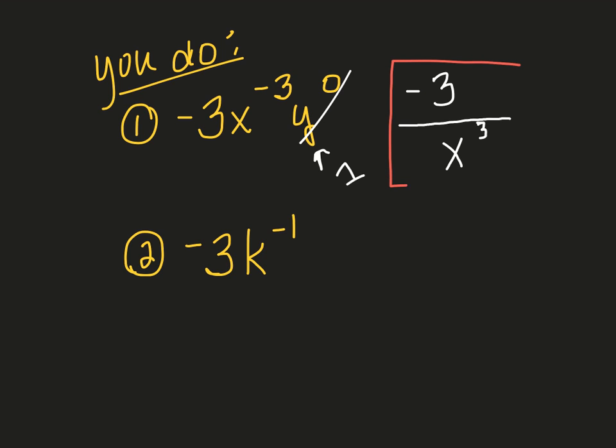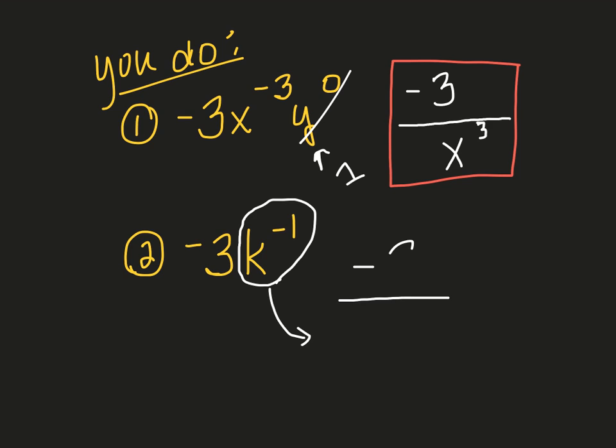Negative 3 over x to the 3rd. Now this last one here, negative 3 times k to the negative 1. Well, this is the only thing that is not in the right place. It has to cross the line. So negative 3 stays on top, and then k, and that negative 1 becomes 1. Remember, we already talked about this. We don't have to write that. It's not wrong if you do. It just looks better if you don't.